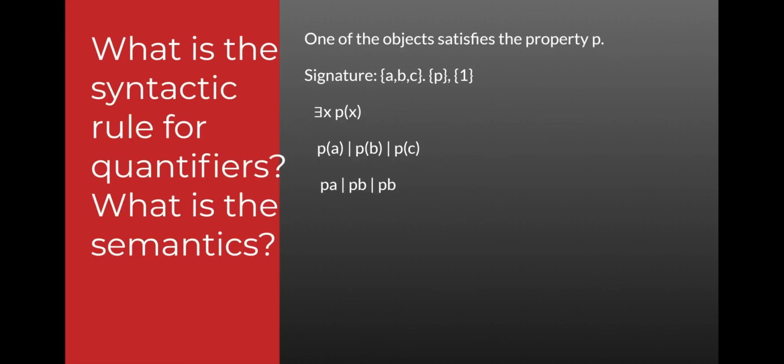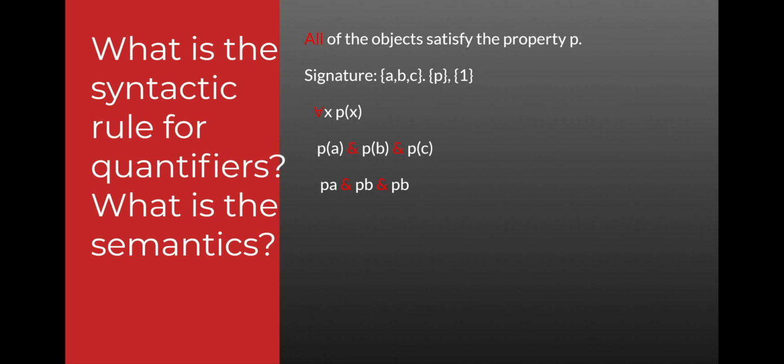And so let's generalize this and say, suppose one of the objects satisfies the property P. If we have a signature that has the set A, B, and C in it, and we have that unary relation P, then all we have to do to express the sentence at the top of the screen, that one of the objects satisfies the property P, is write, there exists an X such that P of X. That would be equivalent to saying P of A or P of B or P of C. It'd be the equivalent of saying PA or PB or PC if we were to go back to propositional logic.